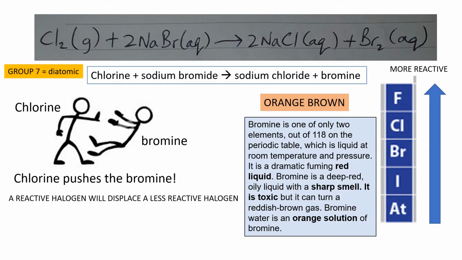Now bromine is a liquid at room temperature. It is red, or could be reddish brown. It is a reddish brown liquid at room temperature. It is toxic. So bromine is a toxic liquid.